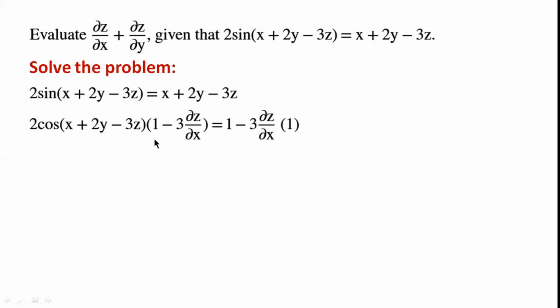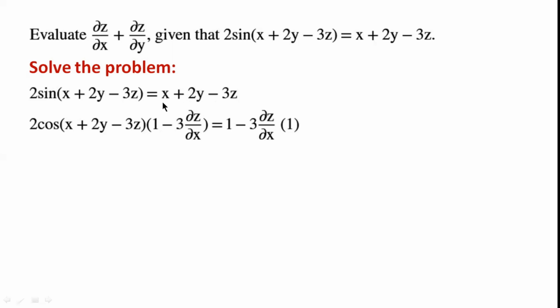The derivative of x with respect to x is 1. y is a constant. The derivative of a constant with respect to x is 0. z is a function of x and y. So the partial derivative of −3z with respect to x is −3 ∂z/∂x.